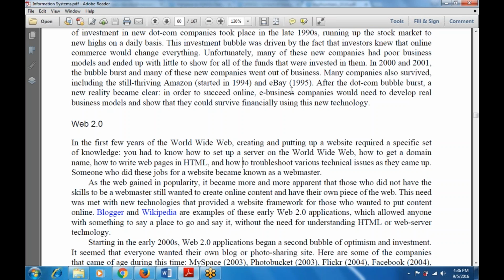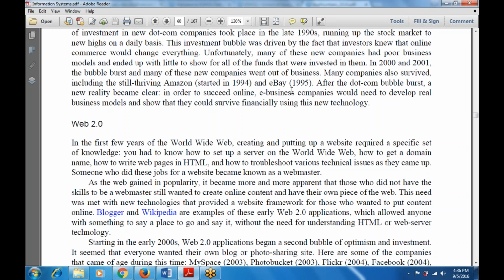If any technical issue arises, you had to know how to fix it as it comes up. Someone who did these jobs for a website is known as a webmaster. But as progress went on, it became more and more apparent that those who did not have the skills to be webmasters still wanted to create online content and have their own piece of the web. This need was met with new technologies that provided a website framework for those who wanted to put content online.